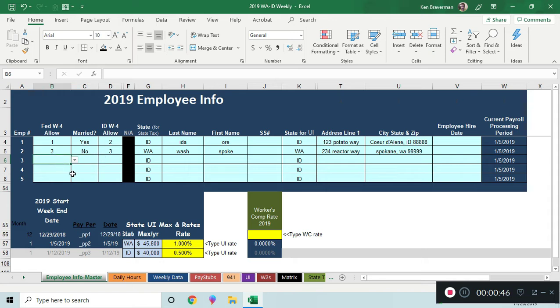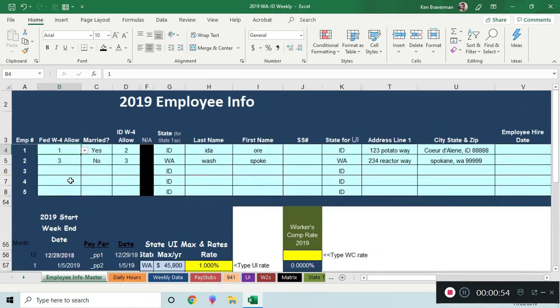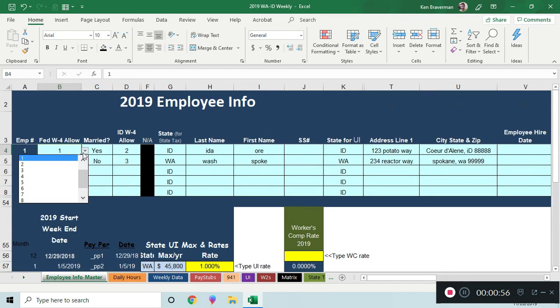So some information you're going to need for Idaho is their unemployment wage base is $40,000. You're going to get a rate assigned to you by the state. You would put it there. You're going to go through your employee information, put down however many federal allowances they have, whether or not they're married or not, their Idaho W-4 allowances, which you can fill out and find out what that is, put in name, address, stuff like that.